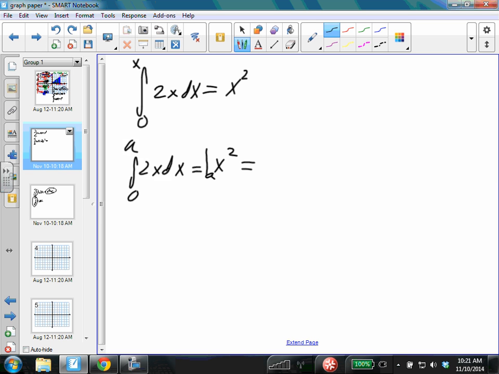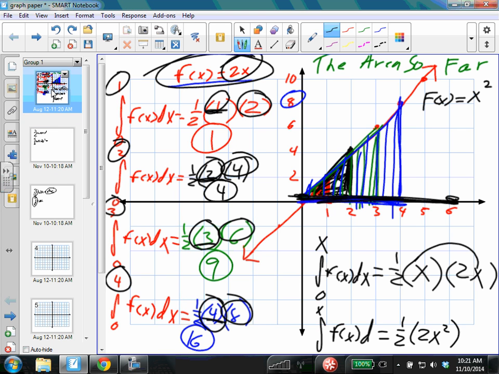It needs to be evaluated at a, okay? Because look back at this one right here. For this one, let's consider the fact that this was the area so far function, okay? In this integral right here, what was our x value? 1. Plug it in. What's 1 squared? That's the answer we got.